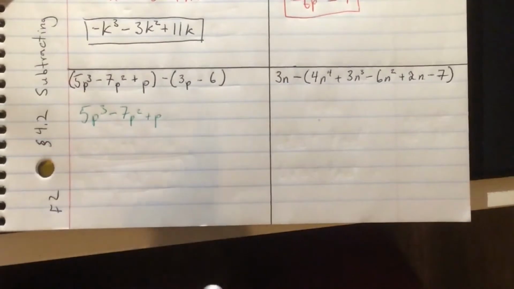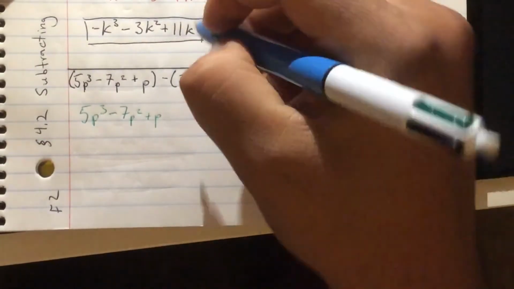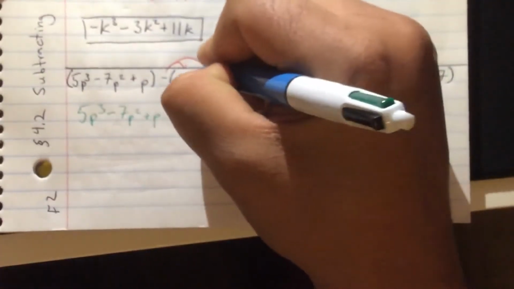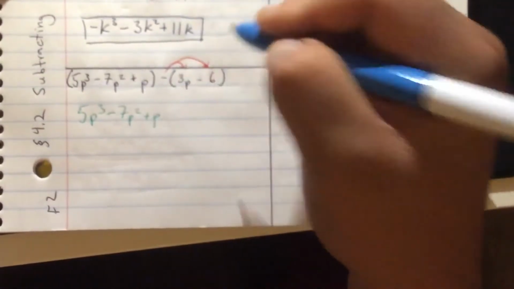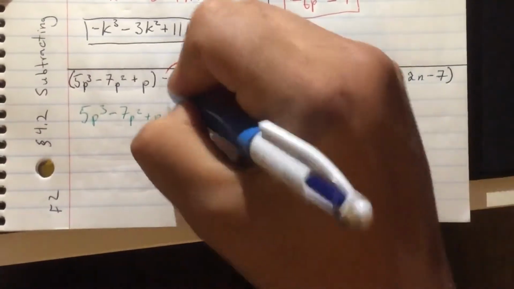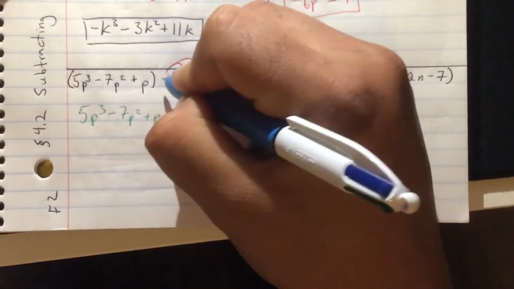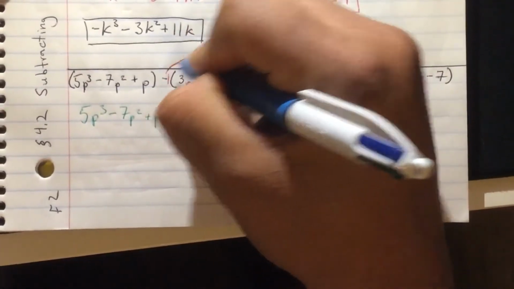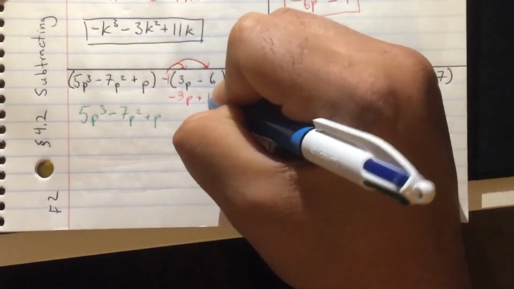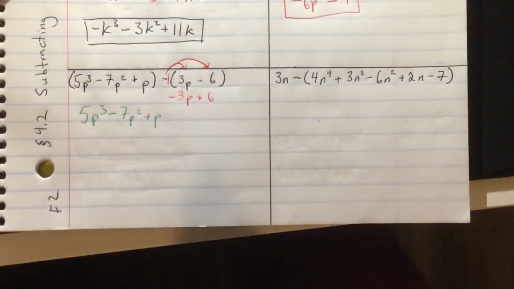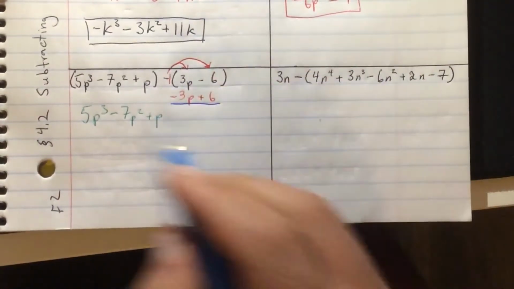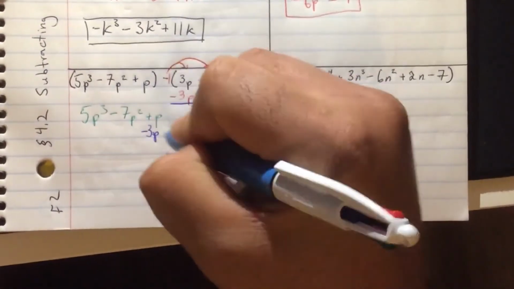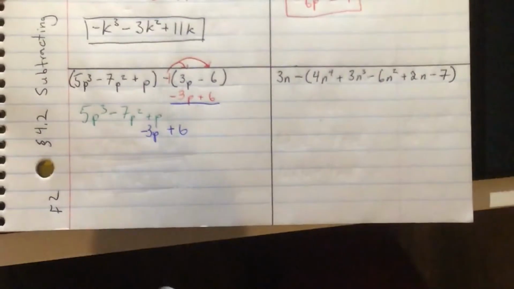But instead of doing subtraction, what I'm going to do first is distribute this negative to here and to here. If we distribute the negative before we write it down, we can actually just add. Negative 1 times 3p would be negative 3p, and negative 1 times negative 6 would give you a positive 6. So when we write our blue side down here, we're just going to write negative 3p plus 6. And this should be a plus 0 on top.